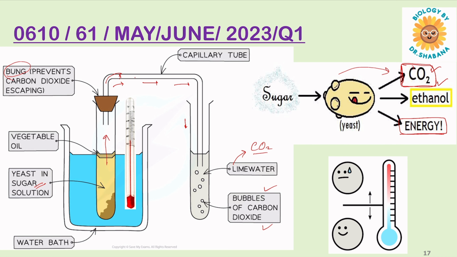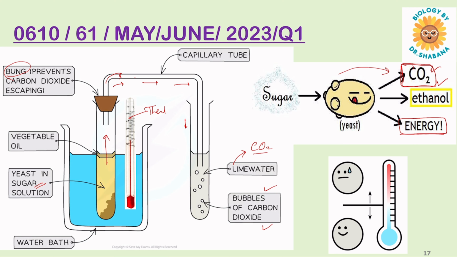Why is a bung there? To prevent any gases from escaping or going in and out. Now, to further the experiment, I need to have different setups at different temperatures, right? So I've kept a thermometer in a water bath, and I can vary the temperature of the water bath and see the effect on the production of carbon dioxide.